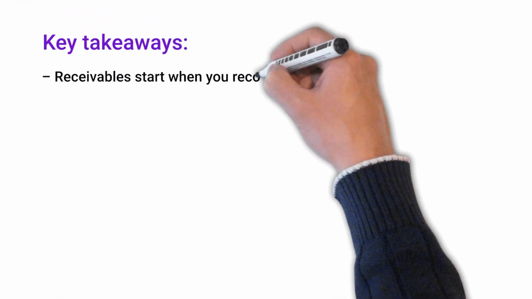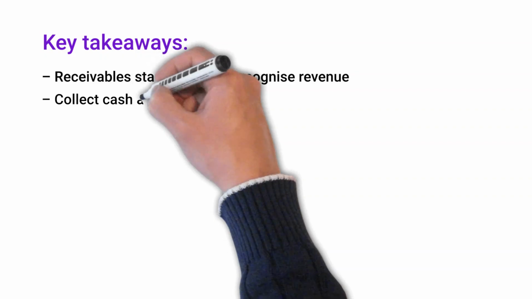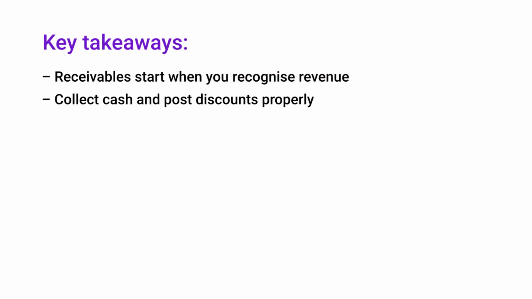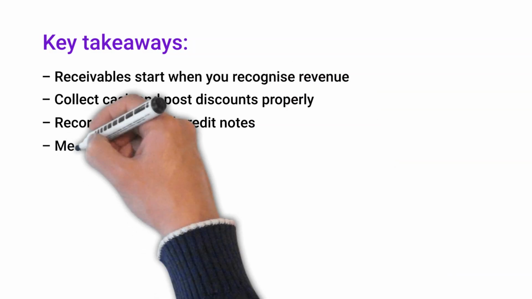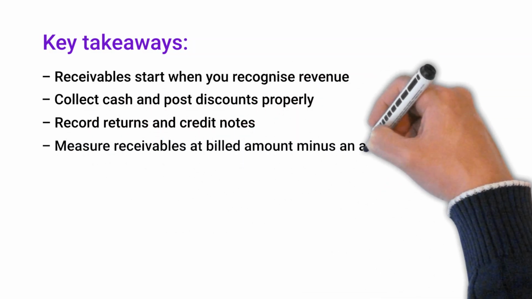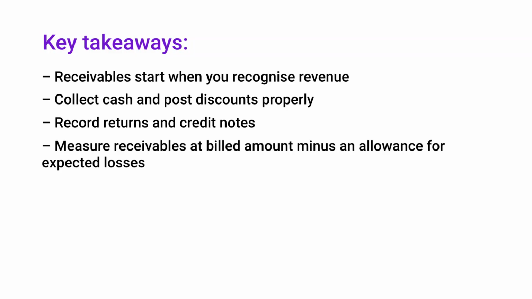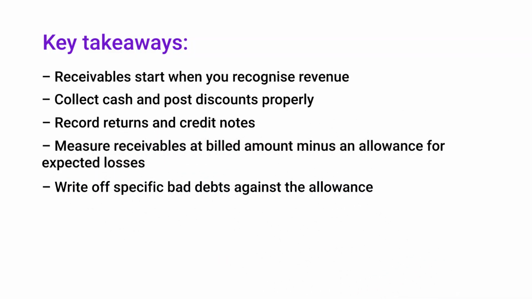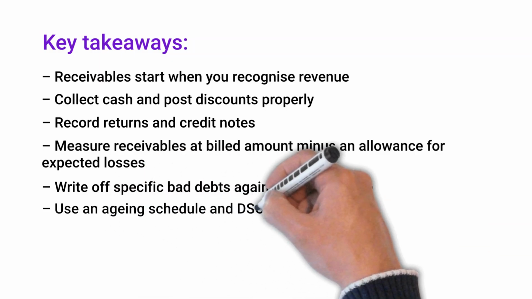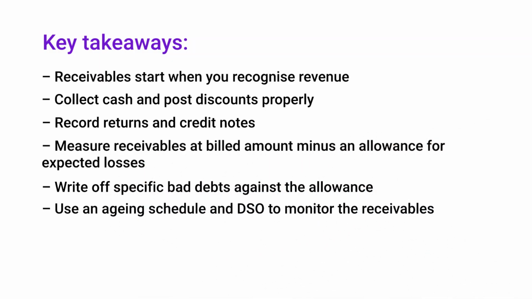Receivables start when you recognize revenue. Collect cash and post discounts properly. Record returns and credit notes on time. Measure receivables at billed amount minus an allowance for expected losses. Write off specific bad debts against the allowance or against specific receivables. Use an aging schedule and DSO to monitor the receivables. That is trade receivables in plain language.